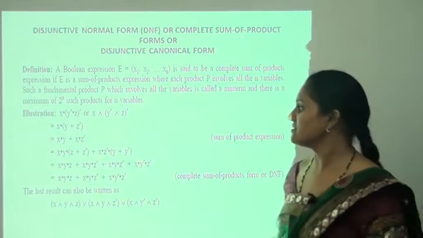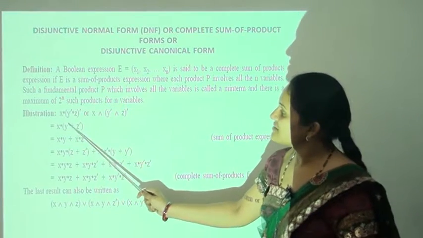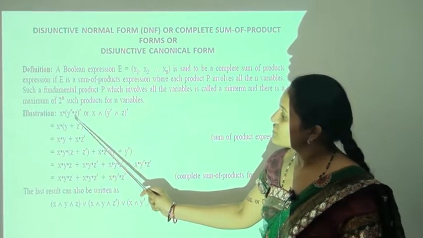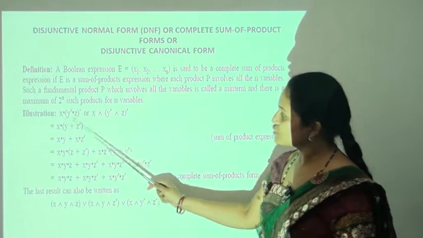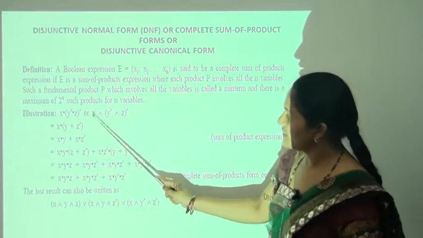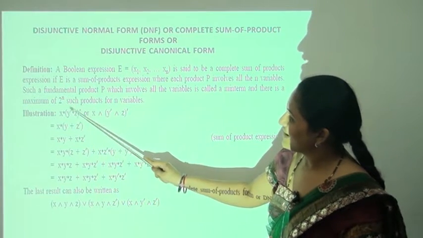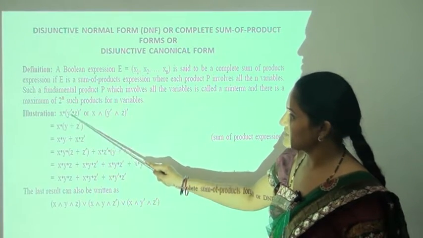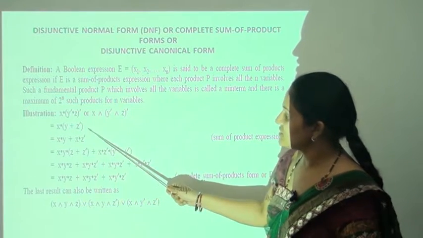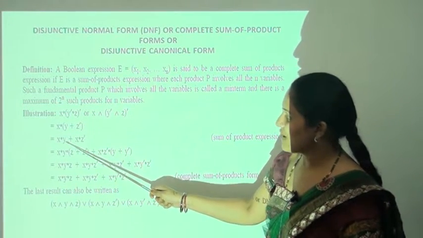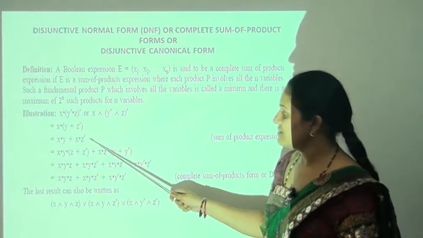So for example, this is an example: x dot y dash dot z dash. This can also be written as this. So here by De Morgan's law we will write like this: y dash dash, that is y, dot dash, plus this. So using the distributive law, x dot y plus x dot zx.